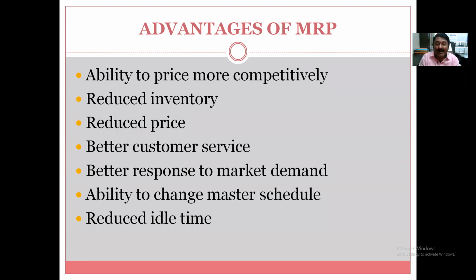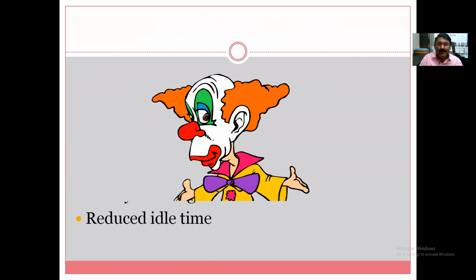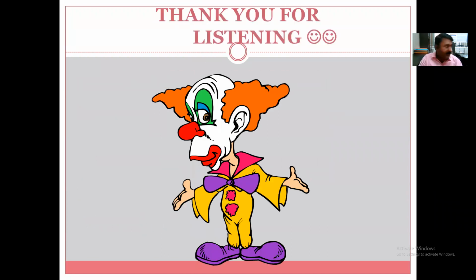Reduce the idle time. Idle time is due to non-availability of material. If the required quantity of material is made available as and when required, then there will be less idle time. So this is, friends, about MRP. These are the different benefits that we have discussed.